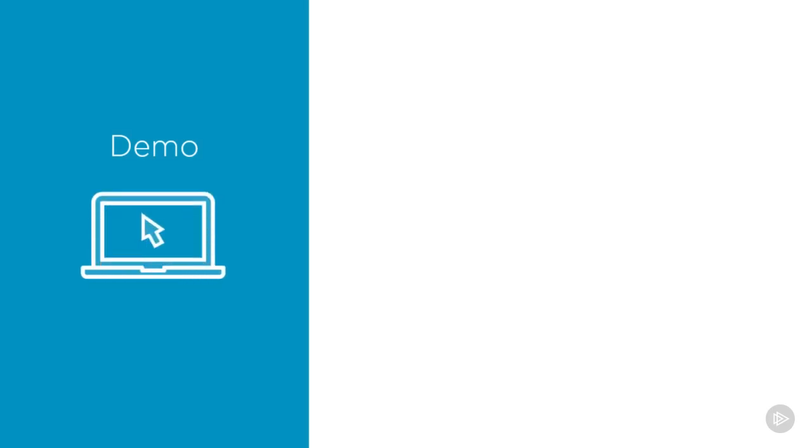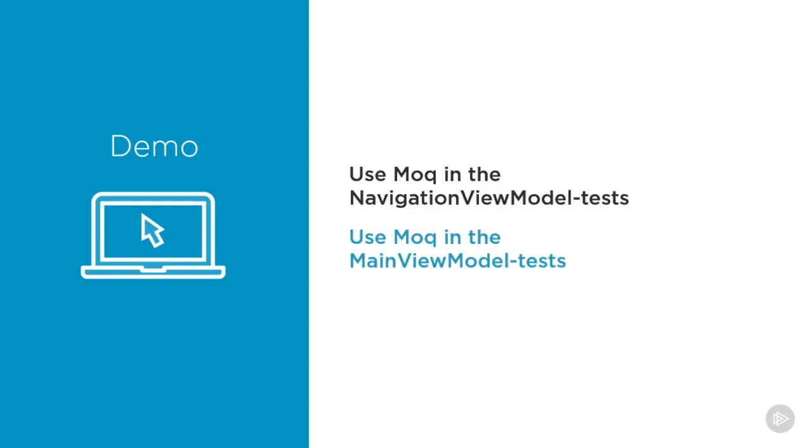In this demonstration, we use the Moq library in the navigation view model tests, and we use it as well in the main view model tests. We want to get rid of the classes that we have created for the tests to mock our dependencies. So let's start now with the navigation view model tests.